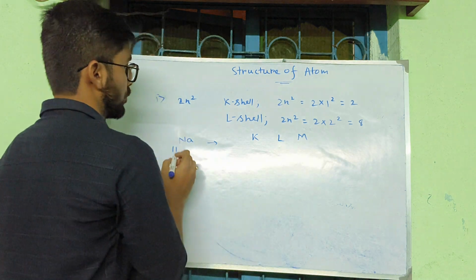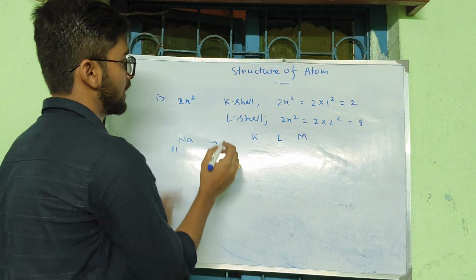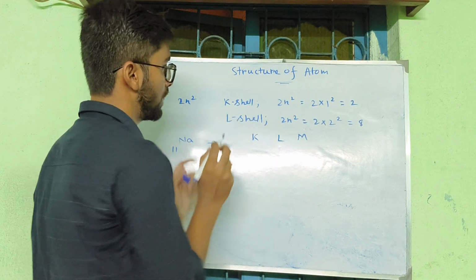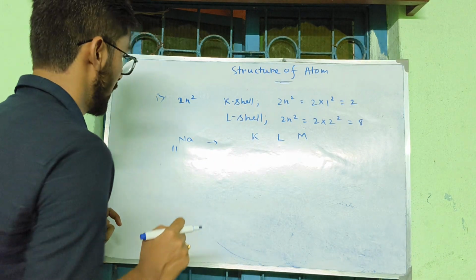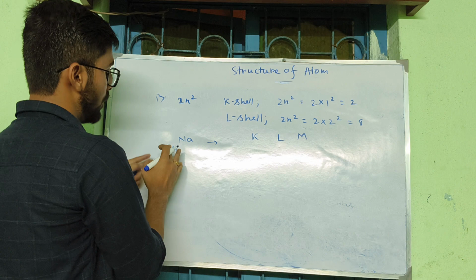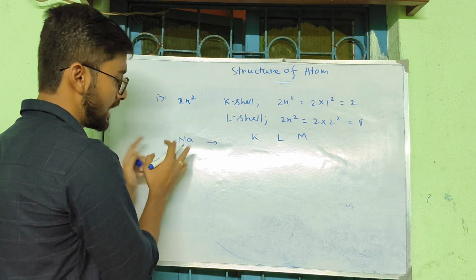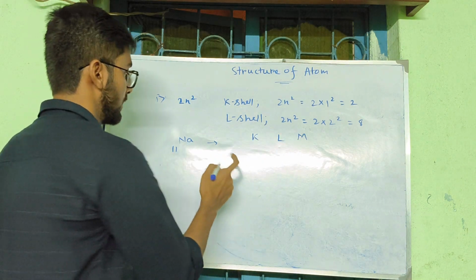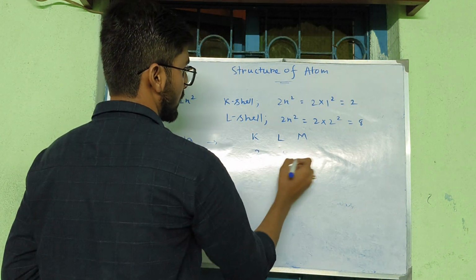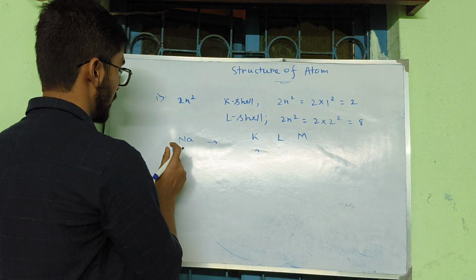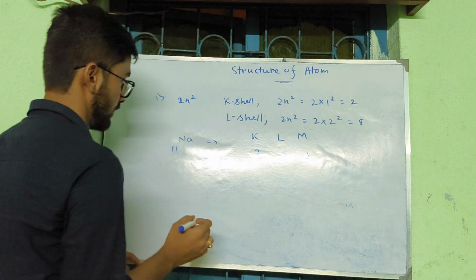KLM. So we already know that K shell contains a maximum of 2 electrons, L shell contains 8 electrons, and M shell contains a maximum of 18 electrons. So how will you distribute 11 electrons in KLM? K shell 2, L 8, and one remaining electron.